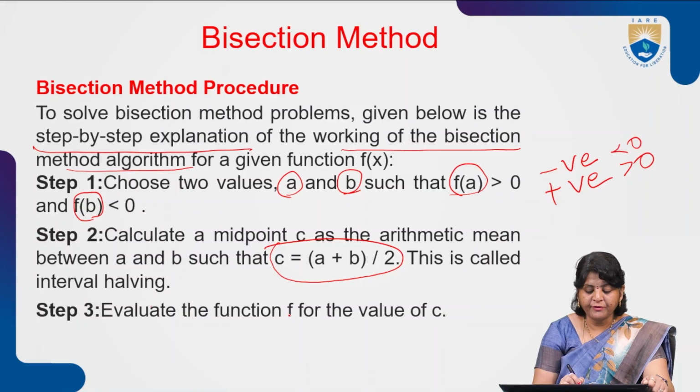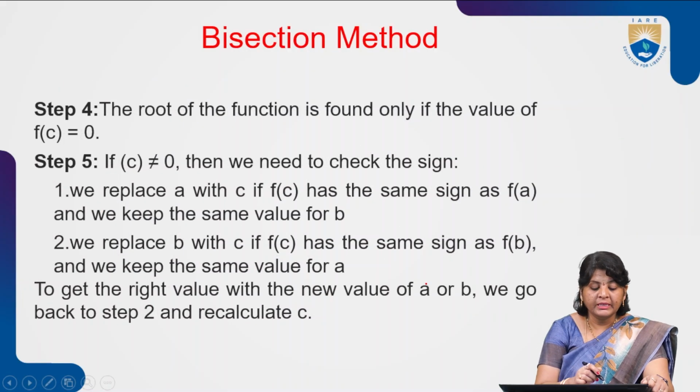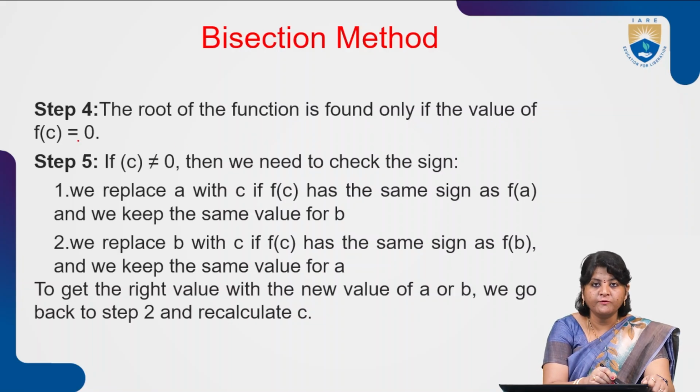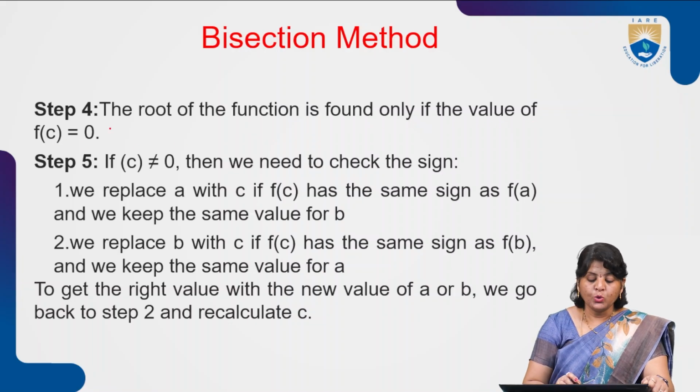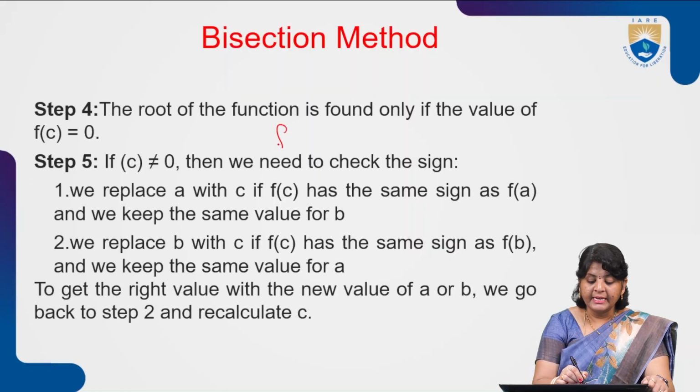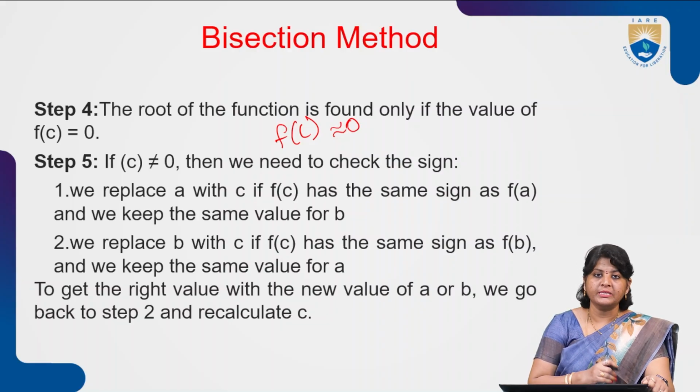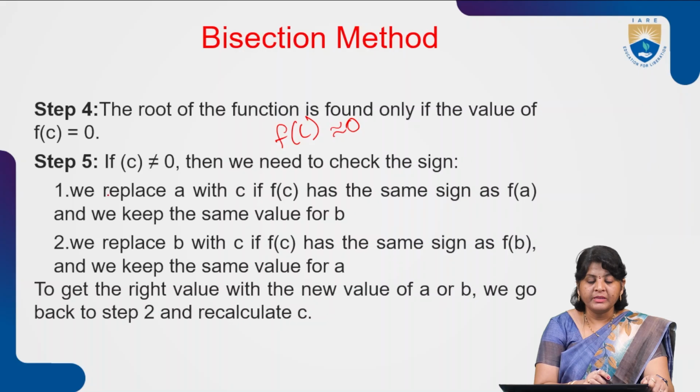Step 3, evaluate the function f for the value of C. The root of the function is found only if the value of f of C is equal to 0. So we need to check that f of C is approximately equal to 0, or equal to 0. Until that, we should repeat the process. Step 5, when f of C is not equal to 0, then we need to check the sign of f of C.